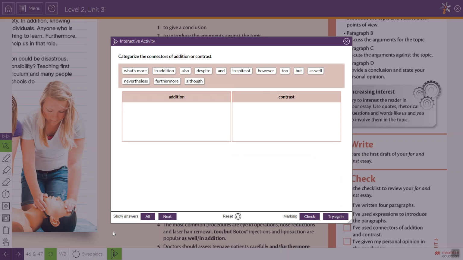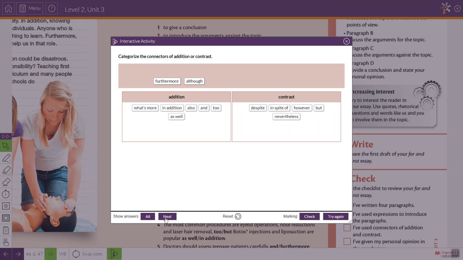Easy to decide which ones are addition, which ones are contrast. So let's start. I should give you time to think, but if not, the video would be very, very long. Okay, so what's more is addition. In addition, also, and then despite is contrast, and in spite of, however, but, as well, nevertheless, furthermore, and although. Okay, this is what it looks like.